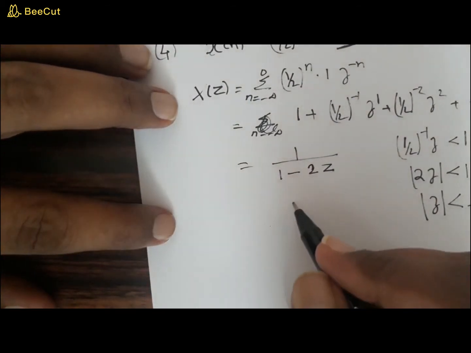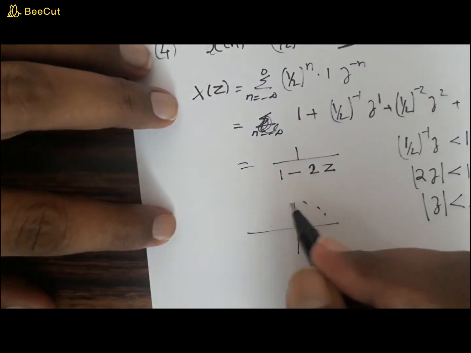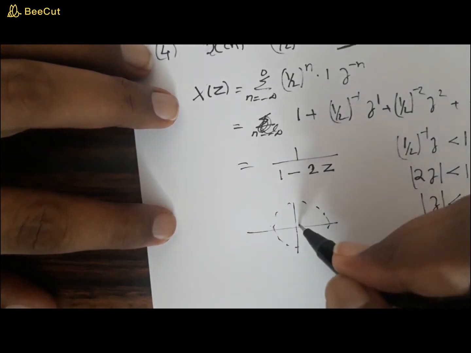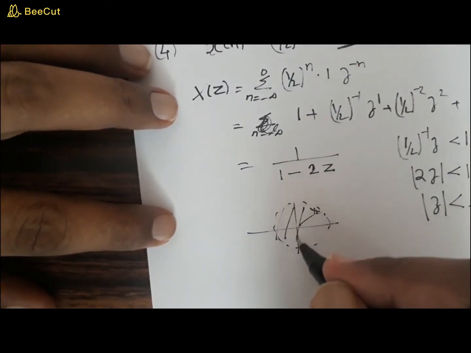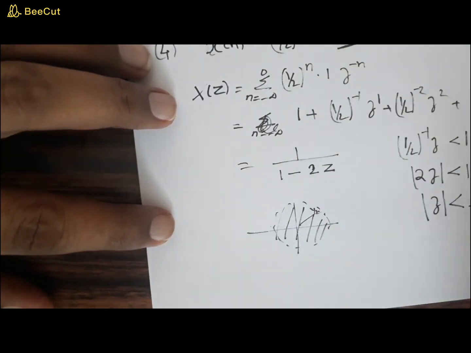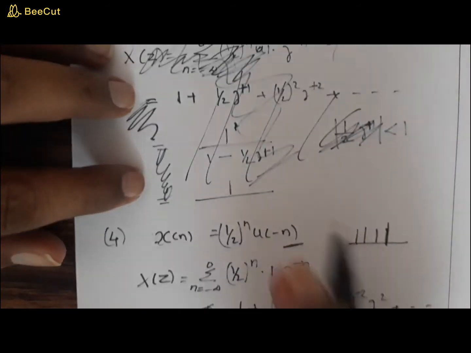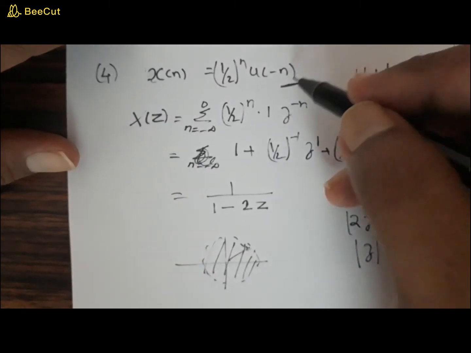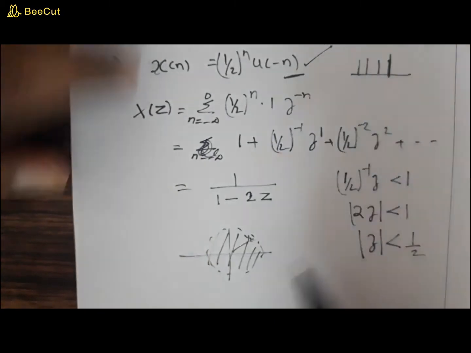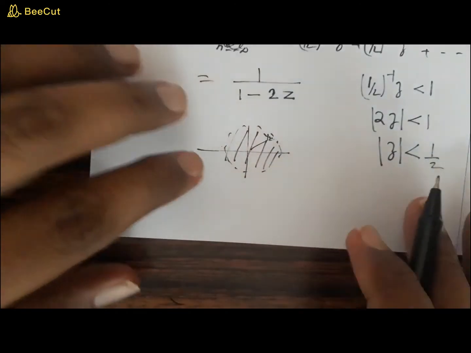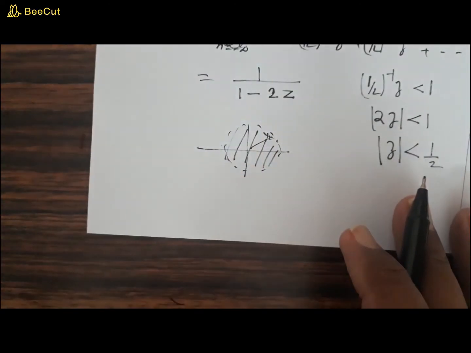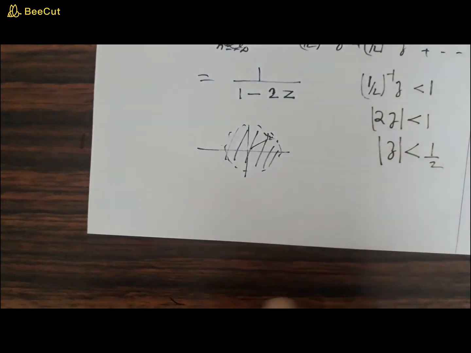Okay. Now this must be a circle with radius half, and what is the region? Region will be less than this region. So the whole interior portion of a circle. Now what is this signal? This signal is a non-causal signal, and for a non-causal signal the ROC has to be the interior of a circle. So in this problem the circular radius is half, so it is less than half.